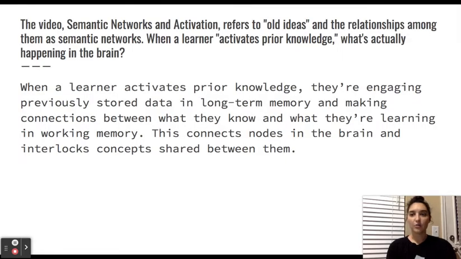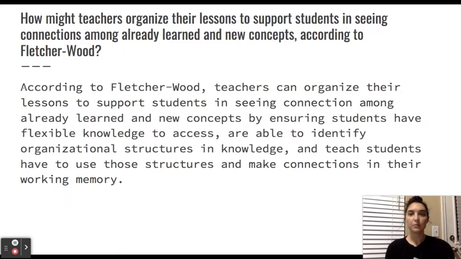All right, so this is asking about when a learner activates prior knowledge, what's actually happening to the brain. So, we learned that there are different nodes of the brain, and when you introduce old ideas and new ideas, you're bridging and creating connections between them. We're really trying to access our long term memory, pull from it, and relate it to new information.